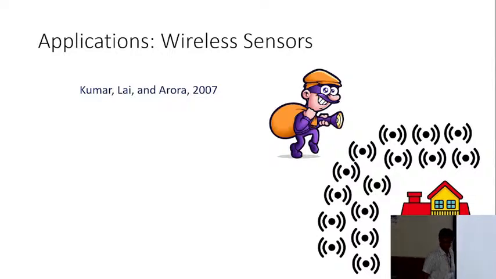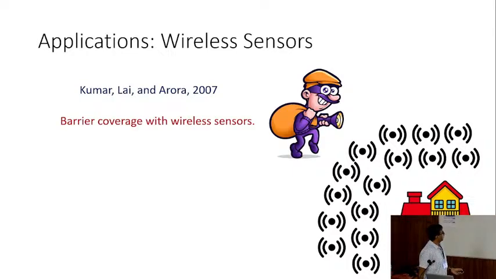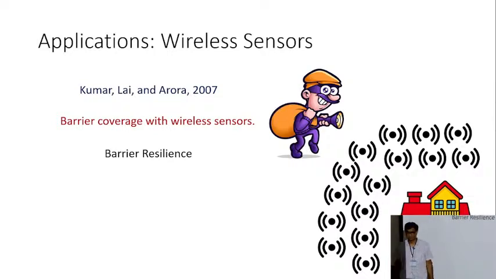And they considered this question, right? Now this is where I meant that it is about placing obstacles. It is not about removing obstacles. So you want to place sensors at places such that any path from S to T hits at least one obstacle. This is what I mean by obstacle placement. And this problem is known as barrier resilience.